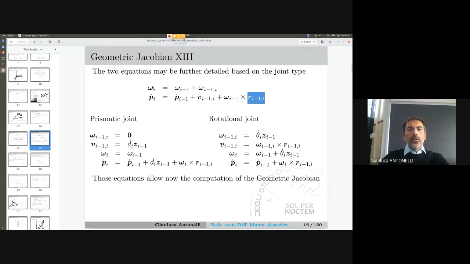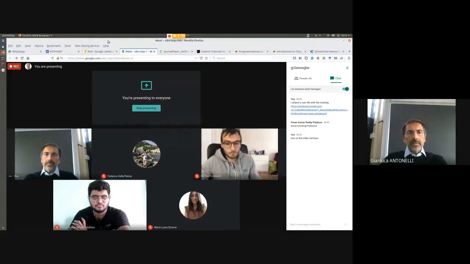Now, those two expressions are generically written for vectors expressed in 3D. However, let us specify the terms of the contribution for each kind of joint that we will meet. If we have a prismatic joint, I clearly ask that the contribution to the angular velocity of this joint is zero. Let us just verify it.